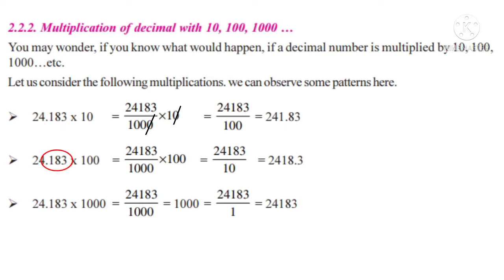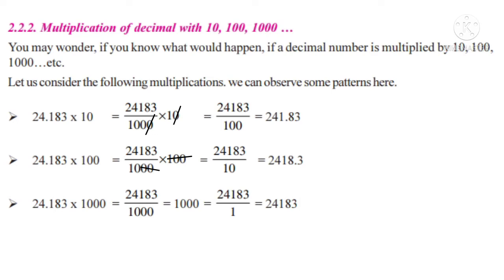Now the second, 24.183. There are 3 decimal places. So we should write 24,183 by 3 zeros after 1, that is 1000, into 100. Now 2 zeros get cancelled in both numerator and denominator, then 24,183 by 10. Since there is only 1 zero in the denominator, we should count only one number from the right side and put the decimal point, that is 2418.3.